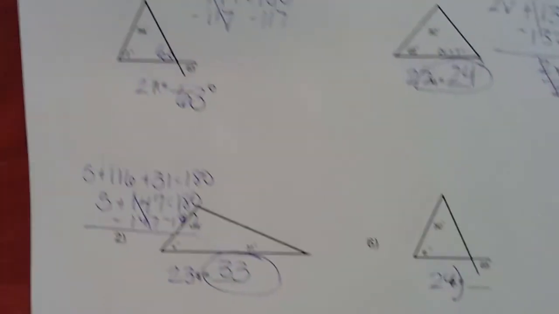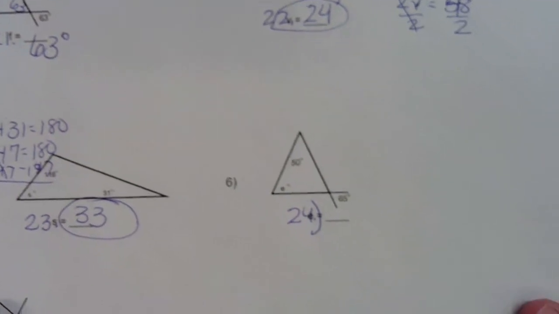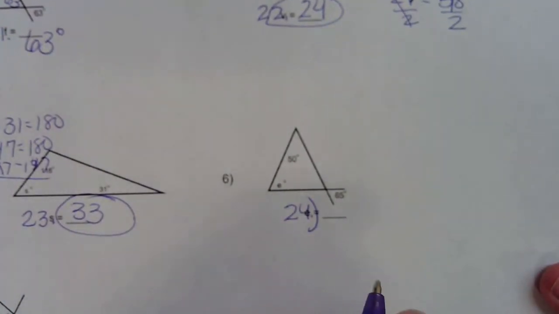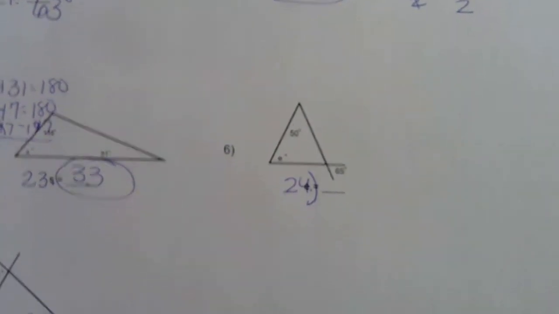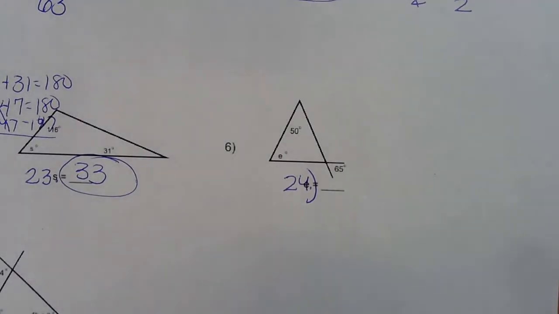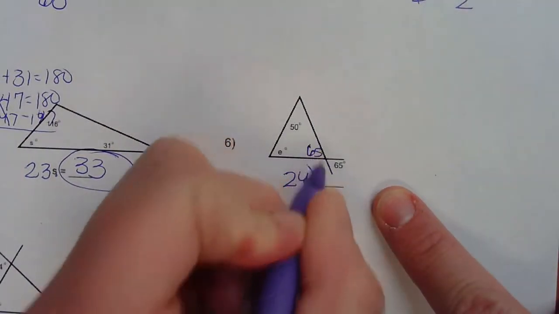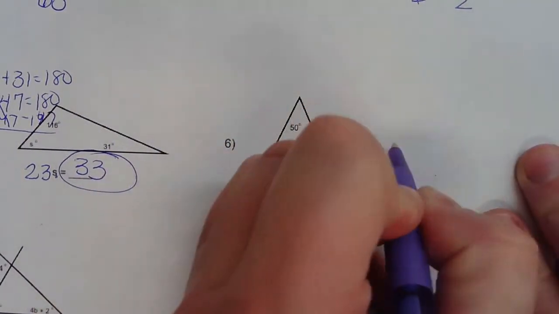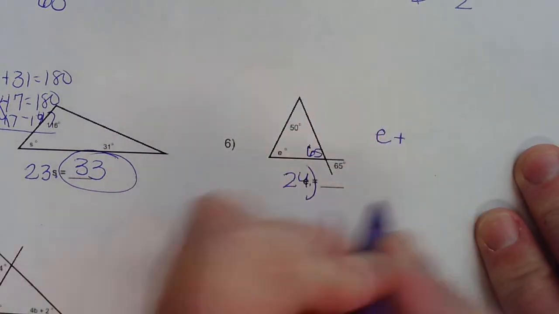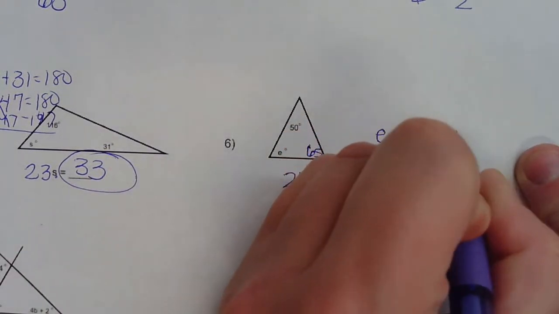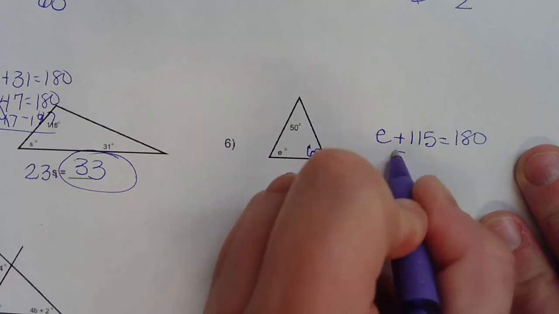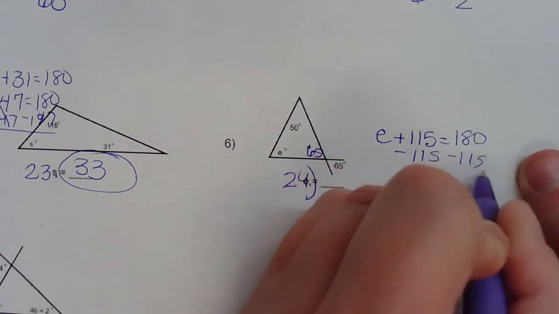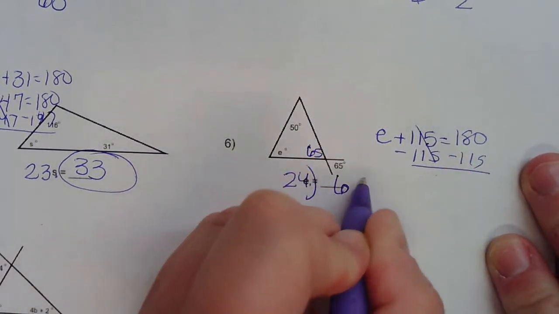For 24 here, 24 is very similar to 21. We've got the vertical angles thing going on. So if this is 65, that means this is 65. So add them all together. So when I combine like terms, I get 115. So then I subtract 115. And I get 65.